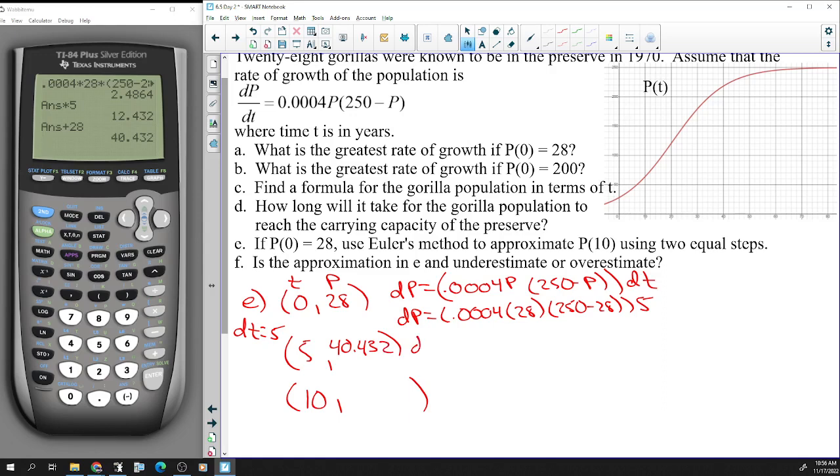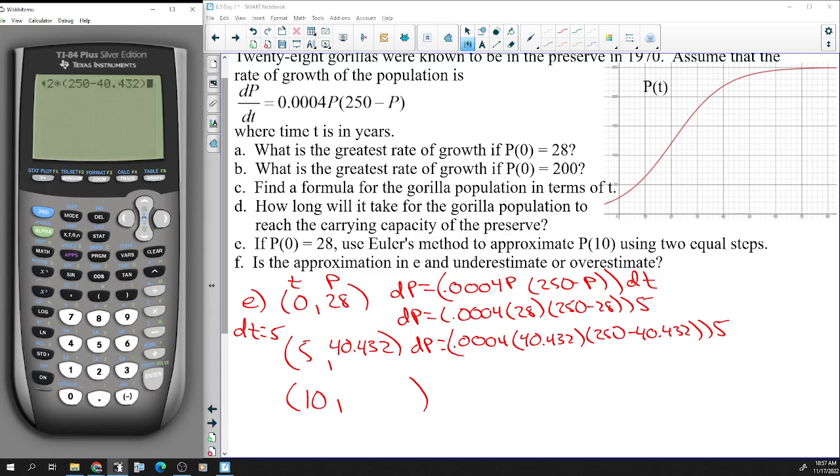Well, we've got to do that one more time. So dP is 0.0004 times 40.432 times (250 minus 40.432), times 5. I think I have an extra parenthesis. Yep. Delete that. Times 5. But then I've got to add that to 40.432, because that's the change. It changes by 16. Oh, I missed the plus. Plus 40.432. So 57.378. That's our answer.